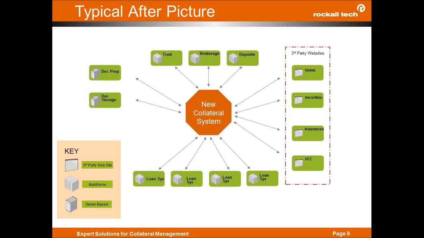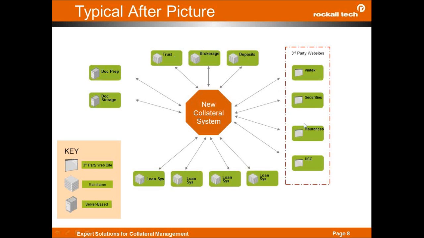Every organization will probably have some form of a doc prep system, which is used for generating the documentation in the first place. Every organization will have some form of document storage capability. That's represented down here on the left-hand side of the picture. Organizations then may have other sources of collateral like trust accounts or brokerage accounts or deposit accounts, and they would act as a feed into the unified collateral approach.